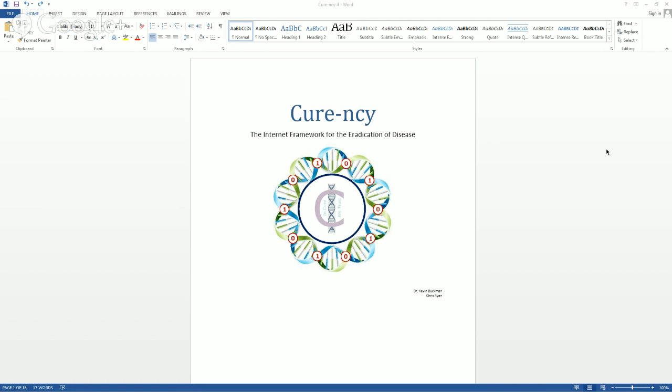So Cure-ncy, the internet framework for the eradication of disease, is one, open source. You've got to create a transparent organization, owned by the people. Its one mission is to harness the power of bioinformatics as a collective, as people, to eradicate disease: cancer, diabetes, Alzheimer's, all of it. And I'll explain why and how we get there.